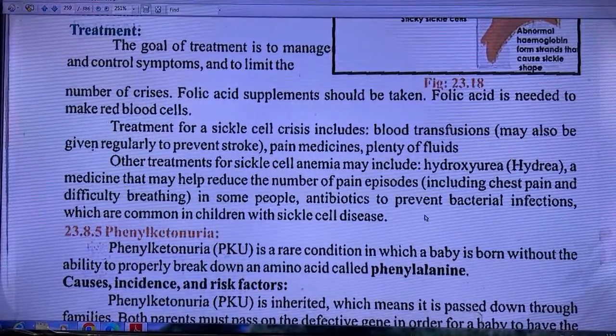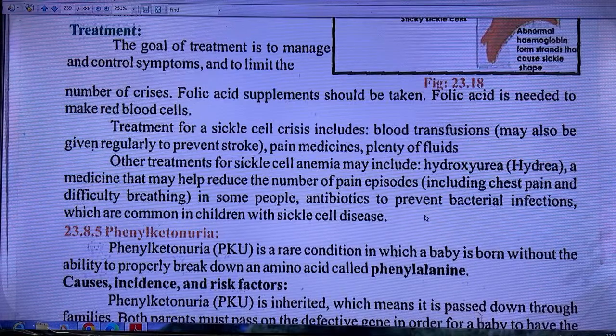Treatment. The goal of treatment is to manage and control symptoms and to limit the number of crises. Folic acid supplements should be taken. Folic acid is needed to make red blood cells. Treatment for sickle cell crisis includes blood transfusion, which may also be given regularly to prevent stroke.